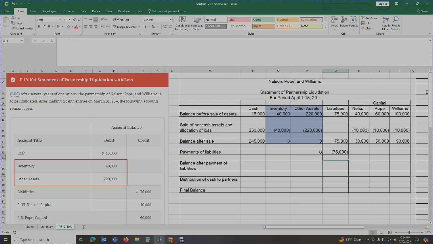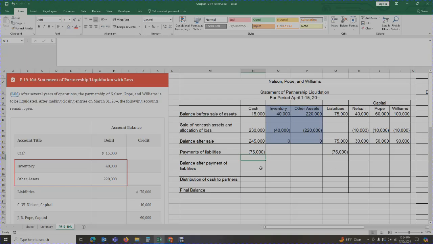And how am I going to pay? My liabilities are going to decrease by $75,000. How am I going to pay for my liabilities? Well, you're going to pay with cash. So your cash is going to also decrease by $75,000. Okay, so your cash decreases, your liabilities decrease. So step number 3, pay off your liabilities.